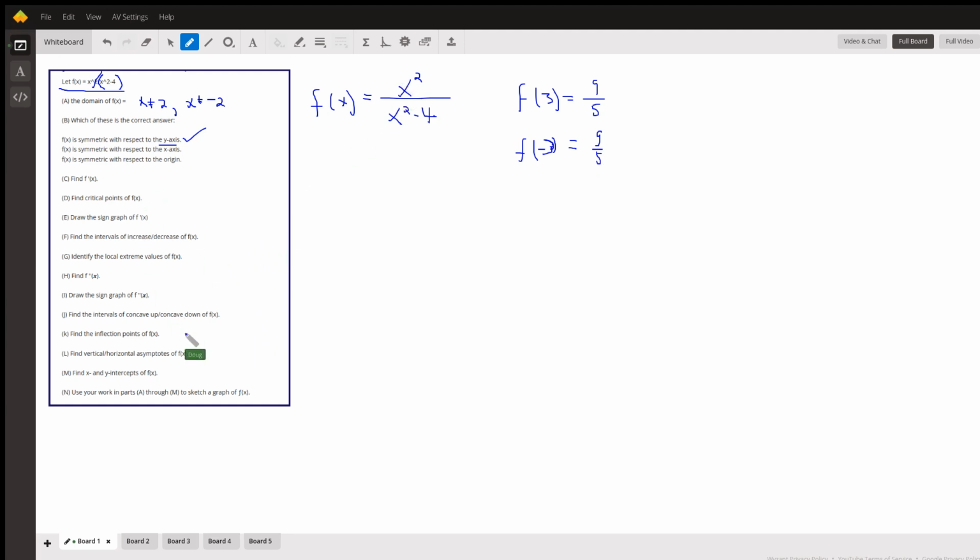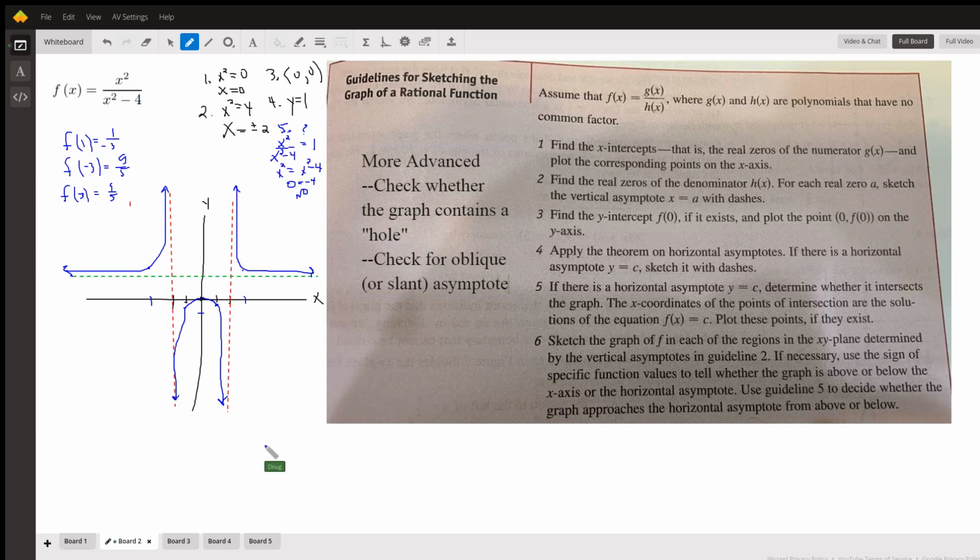For the rest of these, we're not going to answer them in the order given here. We're going to draw a rough sketch using these guidelines, which don't include any calculus at all.